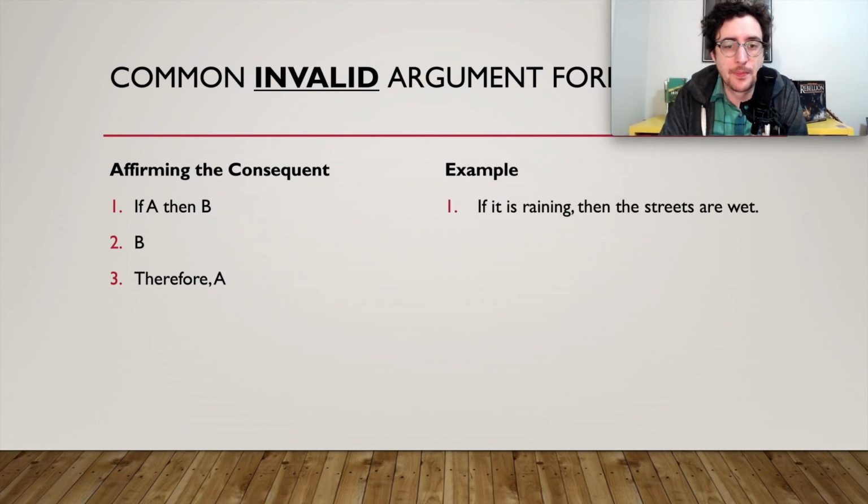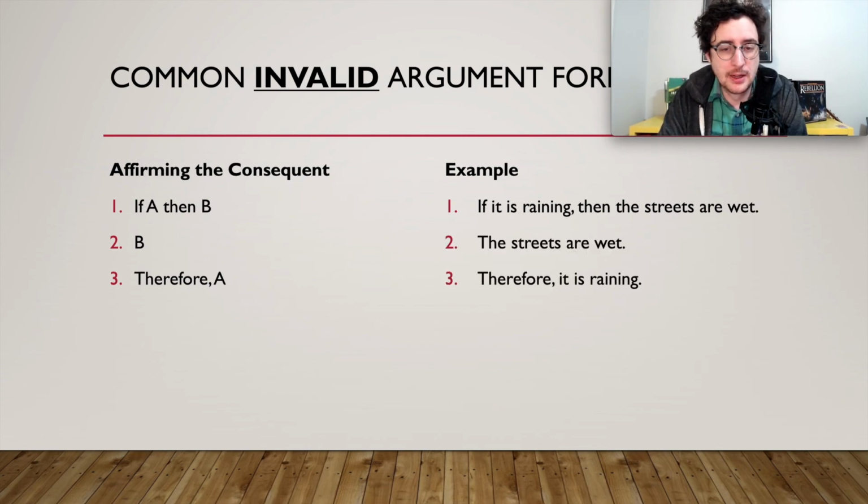Here's an example. If it's raining, then the streets are wet. The streets are wet, therefore it's raining. Even if those premises are true, it doesn't guarantee the conclusion. Because for all the argument tells us, even though A is one way to get to B, even though raining is one way for the streets to get wet, the fact that B is true, the fact that the streets are wet, they could have gotten wet some other way. The argument leaves that possibility open.